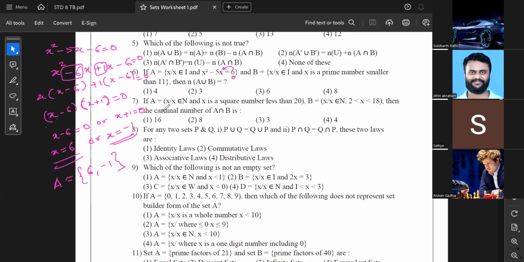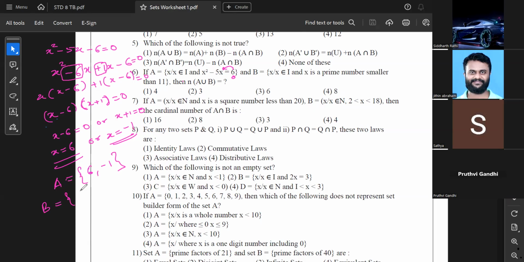Now what do we have for B? What are the elements of B? They are the prime numbers less than 11, right? So which are the prime numbers? Tell me. 1, 3, 5, 7, and 11. If we consider 11, so 2, 3, 5, 7.